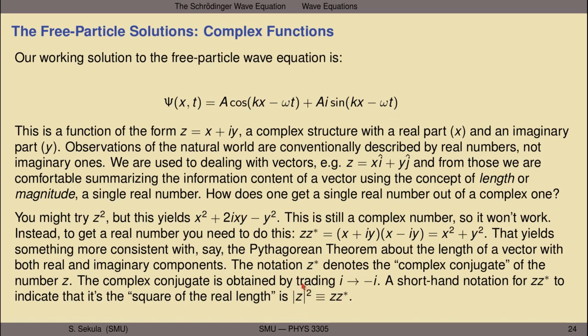So if you see this notation, absolute value or magnitude of z squared, in complex space, that denotes the product of z with its complex conjugate z star. That's how you get the real valued length of a complex number or a complex function.